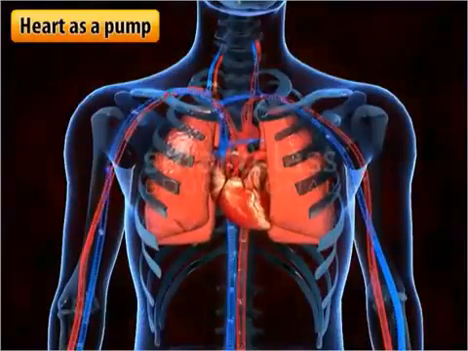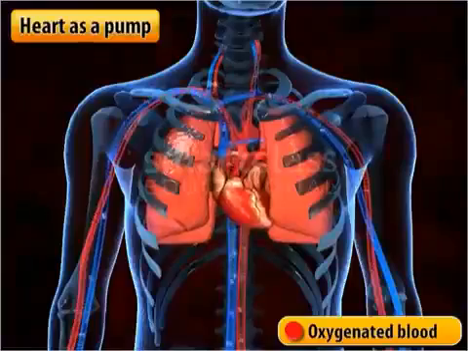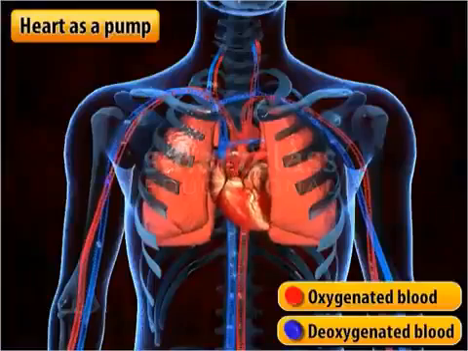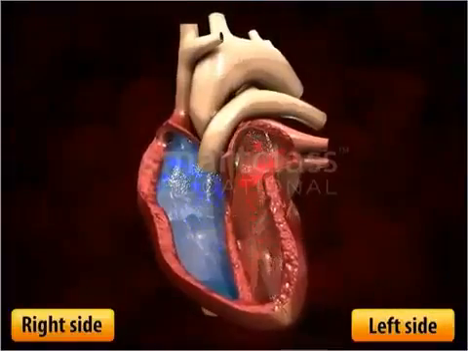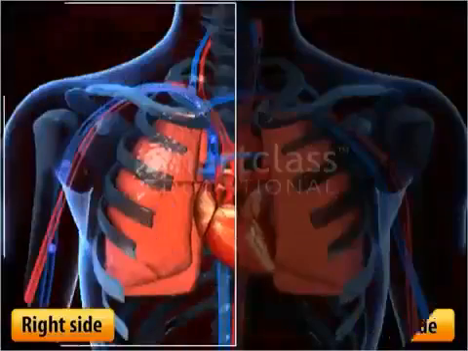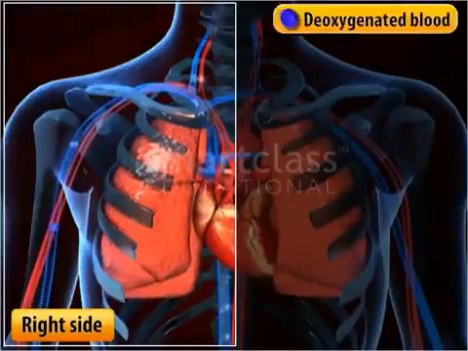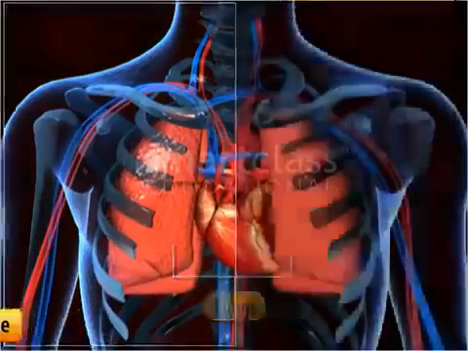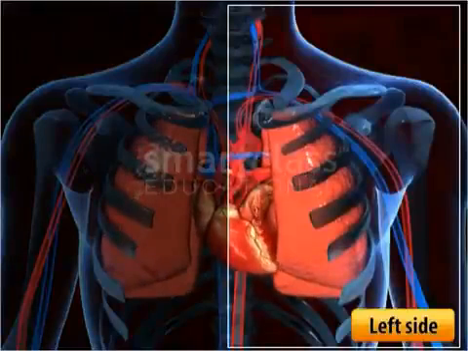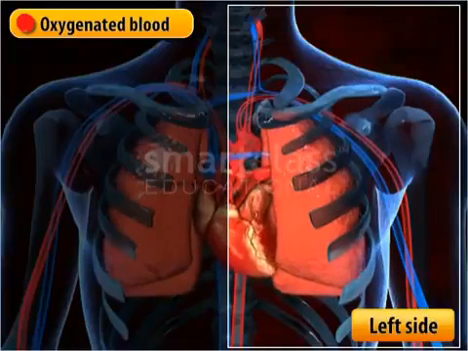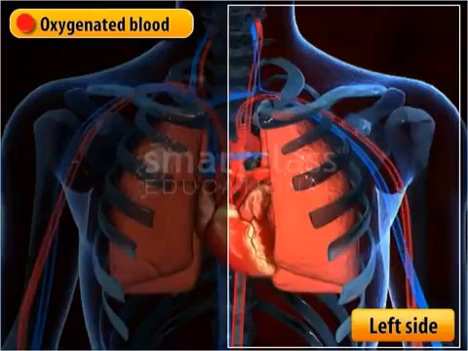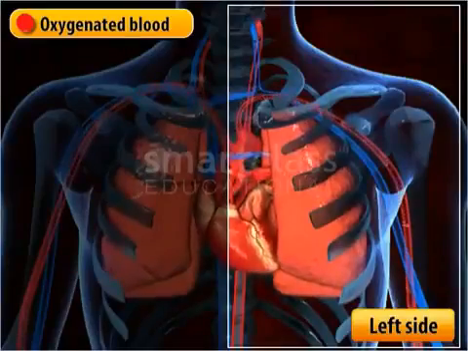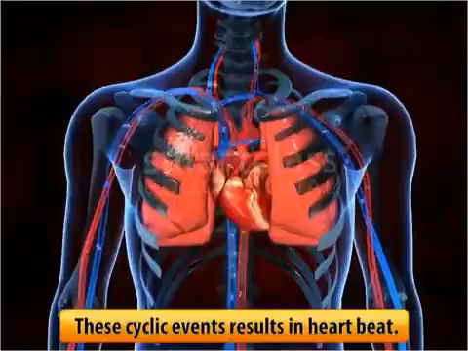The blood provides the body with oxygen and nutrients it needs and also carries away waste in the form of carbon dioxide. The right and left sides of the heart have separate functions. The right side of the heart collects deoxygenated blood from the body and pumps it to the lungs. The left side of the heart then collects oxygen-rich blood from the lungs and pumps it to the body so that the cells throughout the body get oxygen to function properly. These cyclic events result in the heartbeat.